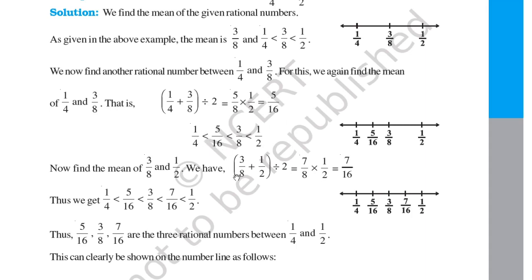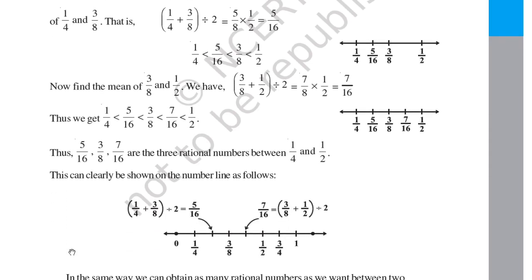Now I find the mean between 3 by 8 and 1 by 2. So you'll get another rational number between them. The mean is coming as 7 by 16. So you get 7 by 16 in between them. Thus 5 by 16, 3 by 8 and 7 by 16 are the three rational numbers between 1 by 4 and 1 by 2.